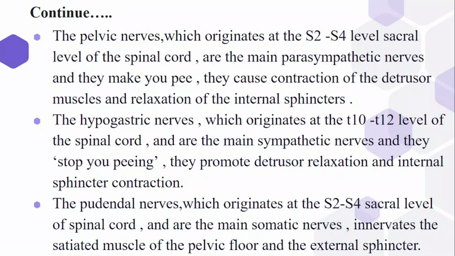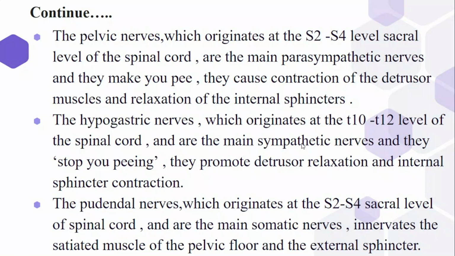The hypogastric nerves, which originate at the T10 to T12 level of the spinal cord, are the main sympathetic nerves, and they stop you peeing, right? They promote detrusor relaxation and internal sphincter constriction. It means your urinary bladder is under the control of both the parasympathetic and sympathetic nervous systems, right?